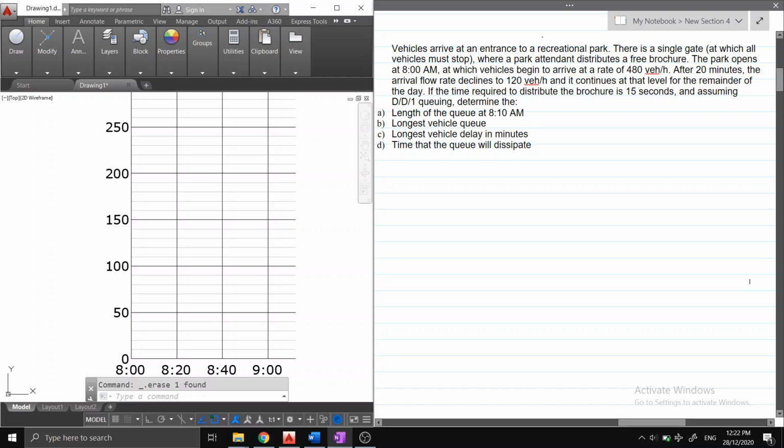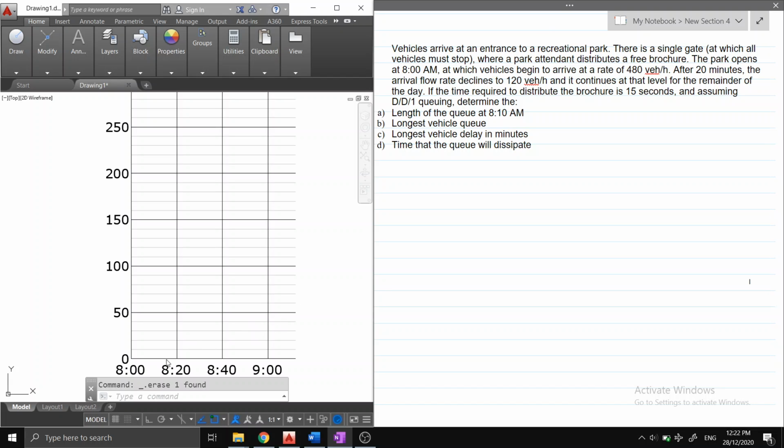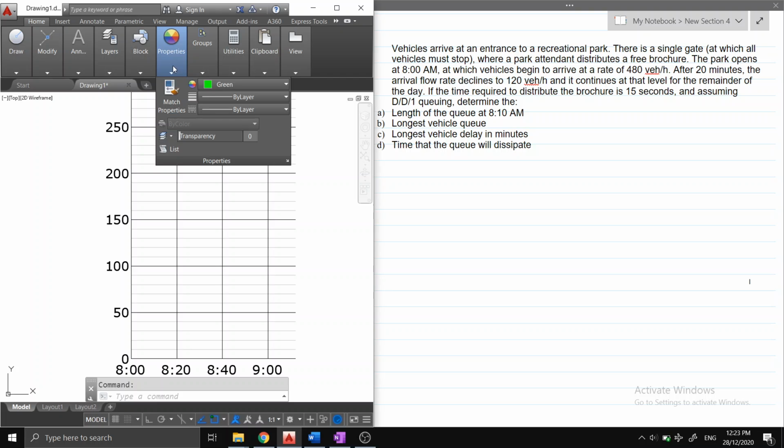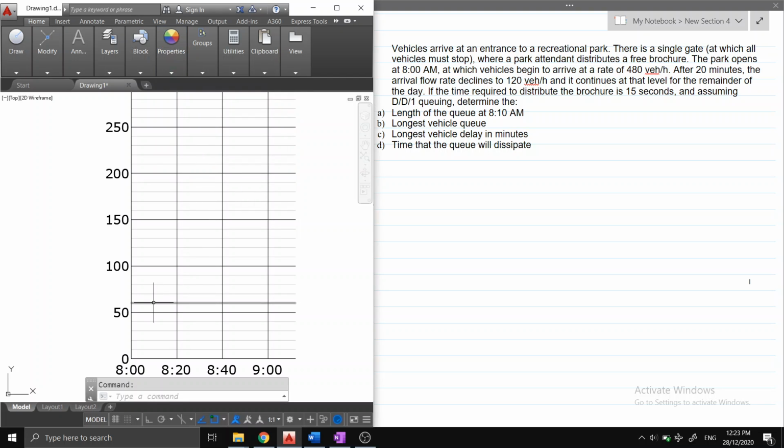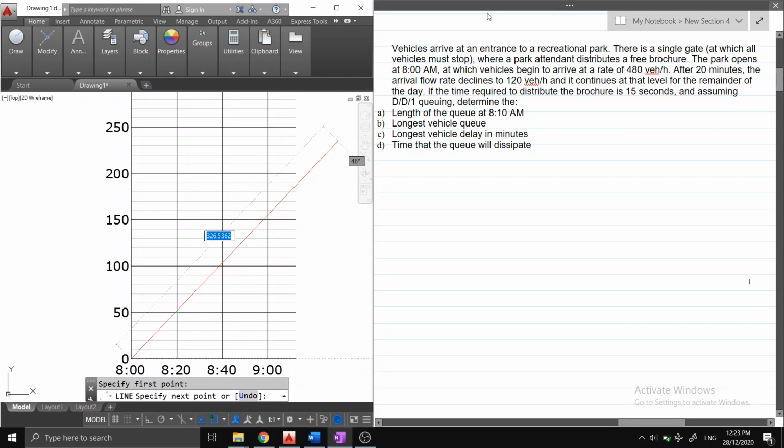First of all, let us graph the arrival rate. So, by 8 o'clock, meron tayong 0 vehicles. Kasi 8 pa lang nag-start dumating yung ating vehicle. So, yung line na nagre-represent ng arrival rate, gawin natin siyang red. So, start tayo ng 8 o'clock ay 0. How about by 8:20?